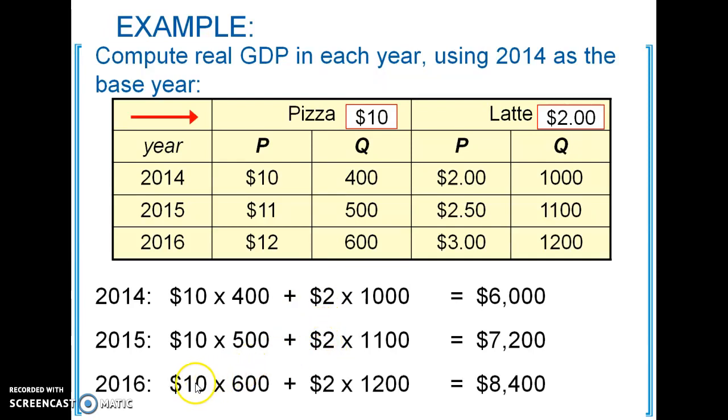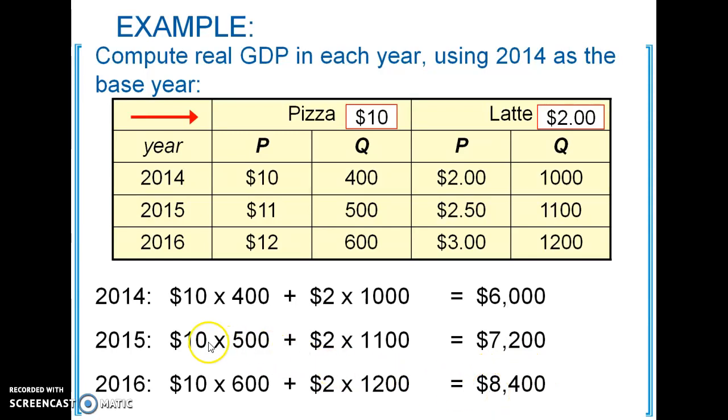Do the exact same thing for 2016. So it's 2016 quantities times the base year prices. So $10 for the pizza times 600 plus 2 times 1,200 gives you a 2016 real GDP of 8,400.